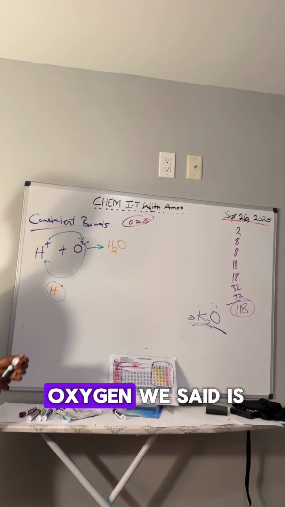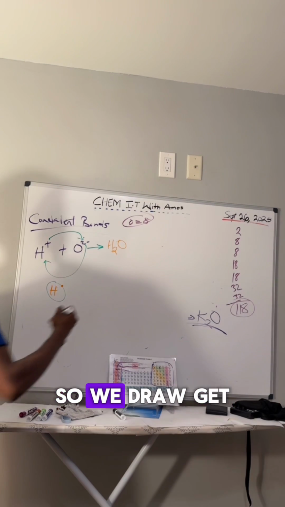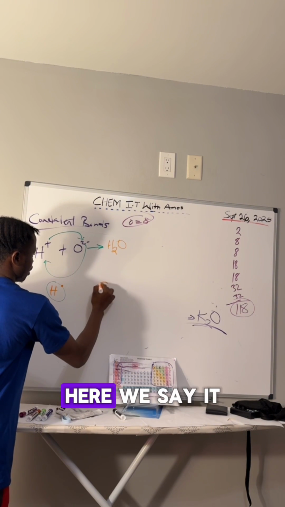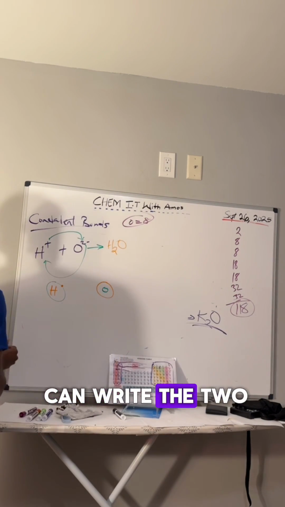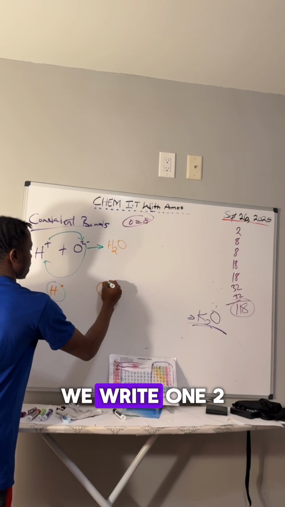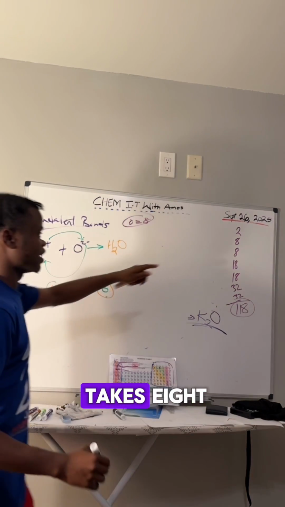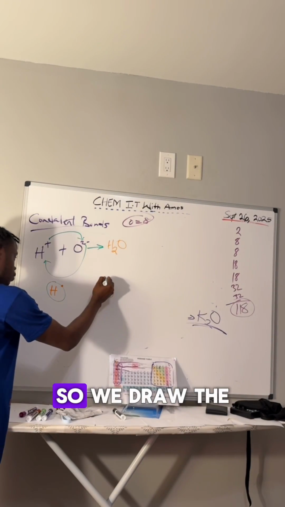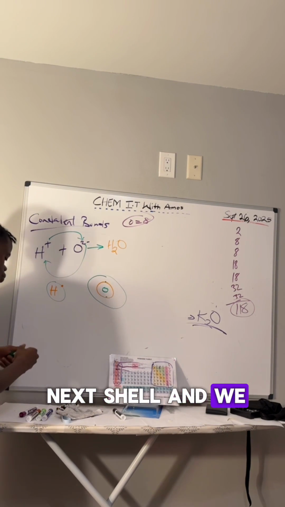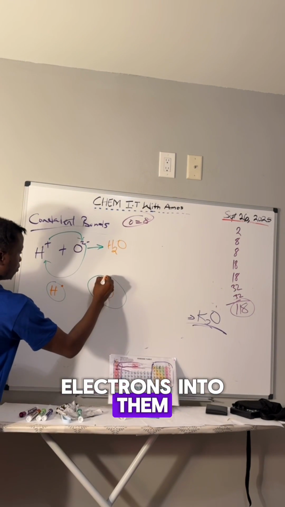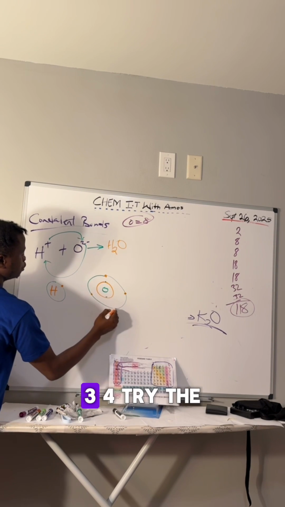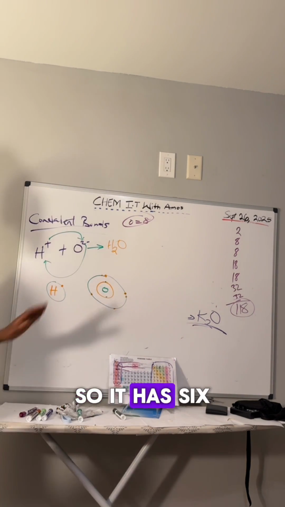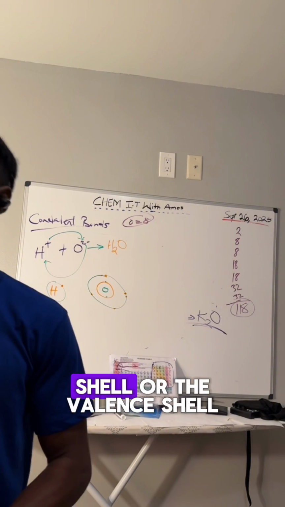Then what becomes of oxygen? We say it is element 8, right? So we draw O as oxygen. In the first shell here, we say it takes 2, so we can write 1, 2. And the next shell takes 8. But we have consumed 2 in this first shell, so we are left with 6. So we draw the next shell and we place the 6 electrons into it: 1, 2, 3, 4, 5, 6. So it has 6 electrons in the outer shell, or the valence shell.